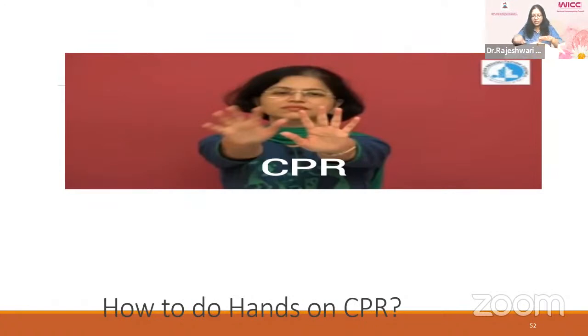Another thing, there is an electrical mechanism here which shows that you are giving the CPR. Okay, there are three lights. Is this visible? Are these lights visible? The lights are visible.